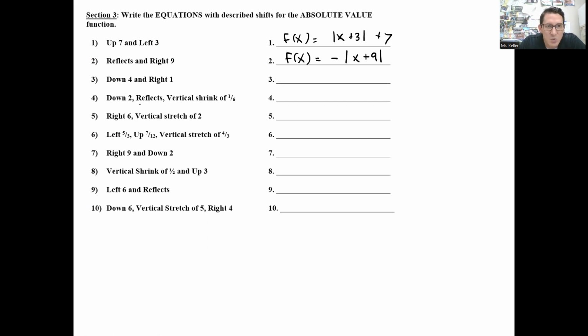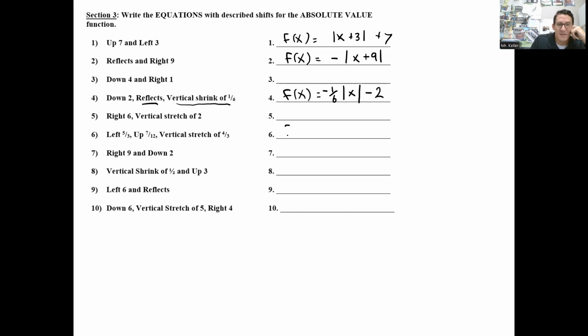Let's skip to number 4. F of x, people will see this fraction, the vertical shrink of 1/6. The shrink just means that's the multiplier out front. So just put a 1/6 out front. And then it also reflects, so it needs to be a -1/6. And then absolute value, there's no vertical stretch, so the x is inside the absolute value by itself. Excuse me, there's no horizontal. And then down 2 would be a -2.